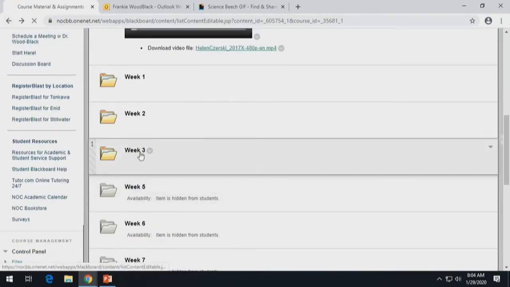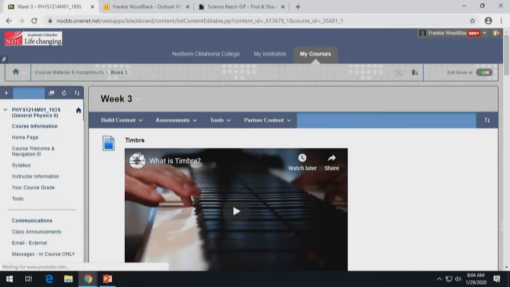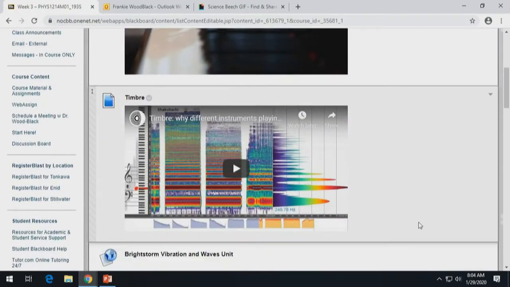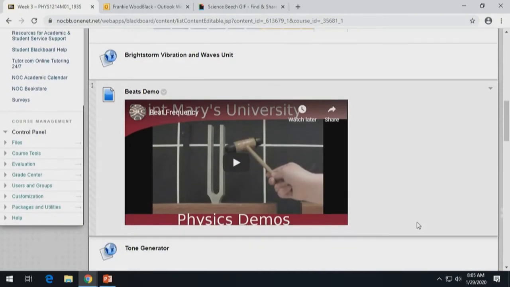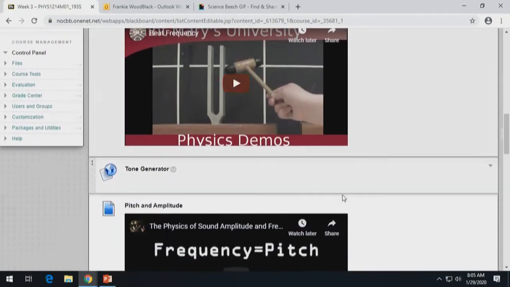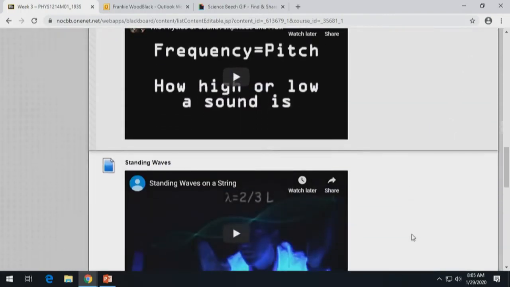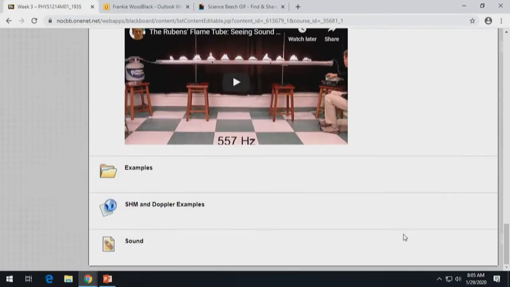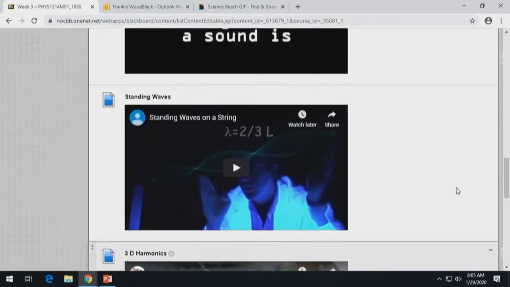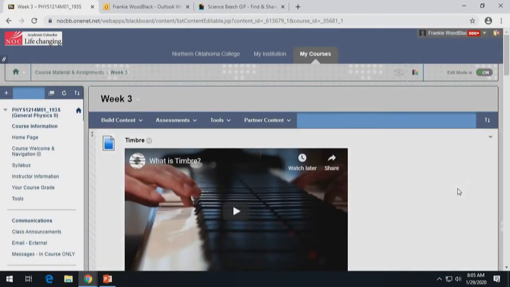And then in week 3, I have a lot of things related to sound. A lot of really cool videos. What timbre is is really interesting, and vibration and frames. There's a tone generator if you want to play with tones. There's also some stuff associated with frequency and pitch, and I've got some cool standing wave type things as well. So there's a lot of fun videos to really bring what we're talking about to life.